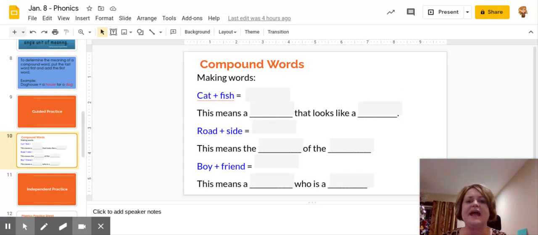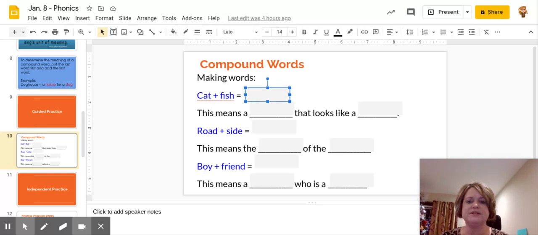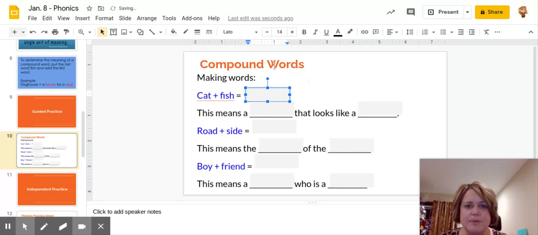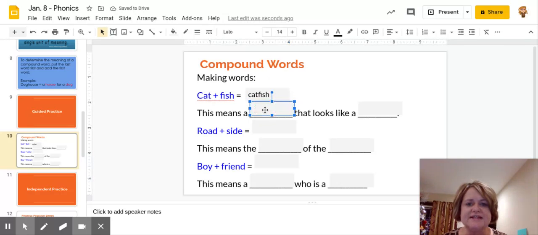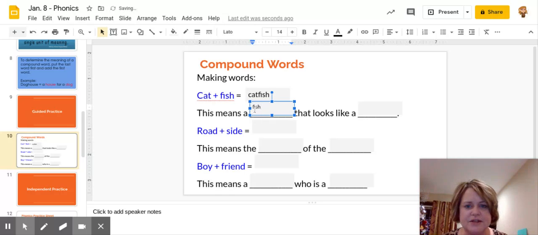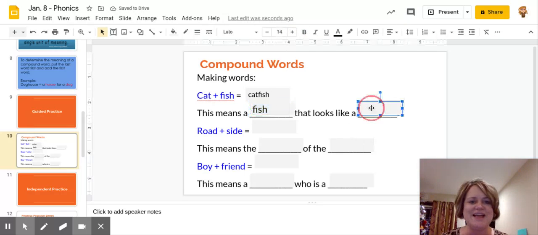So first, we have cat, fish. So to make a new word, the new word is going to be catfish. Let's blow that up a little bit more so you can see it. Catfish. So there's our compound word. And then my rule says use the last word first. So fish. I'm going to use fish. I don't know why that is so little, but you cannot see that. Let's blow that up some. Okay, so use the last word first as fish, and then use the first word. Okay, so now we're going to put the cat part on here.